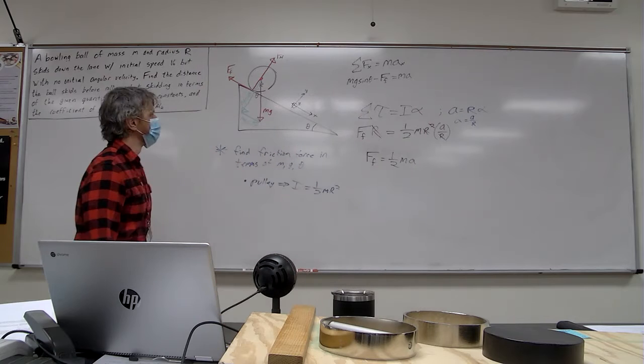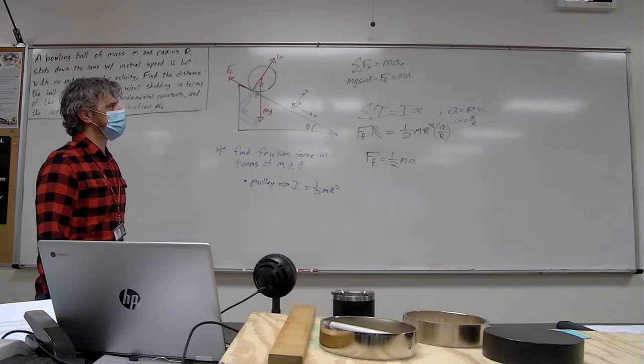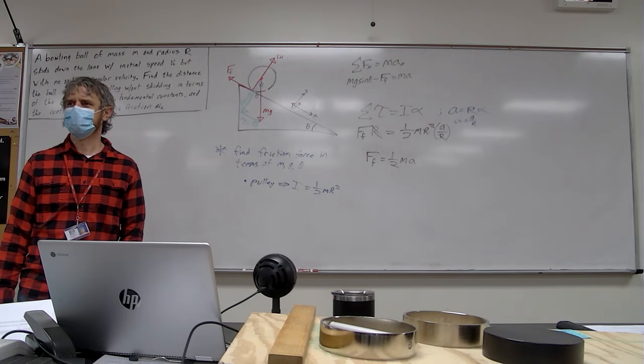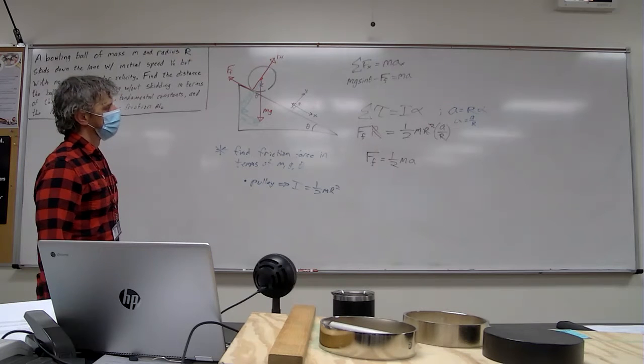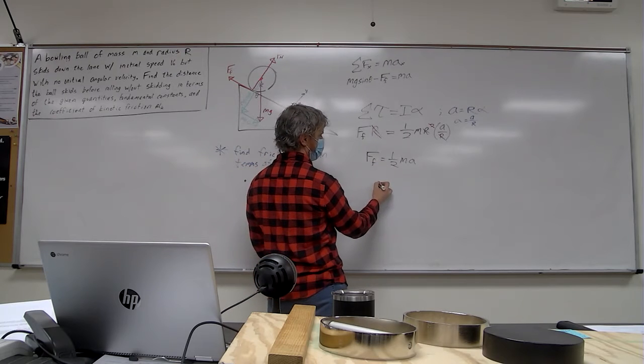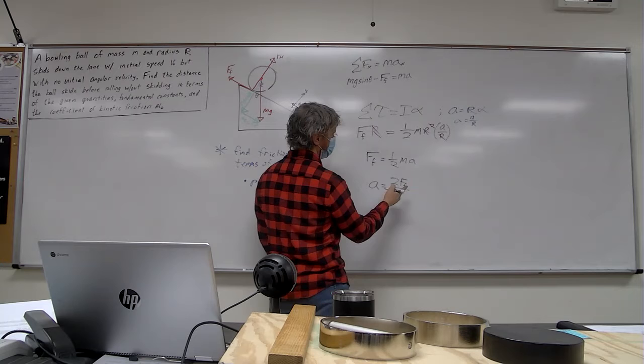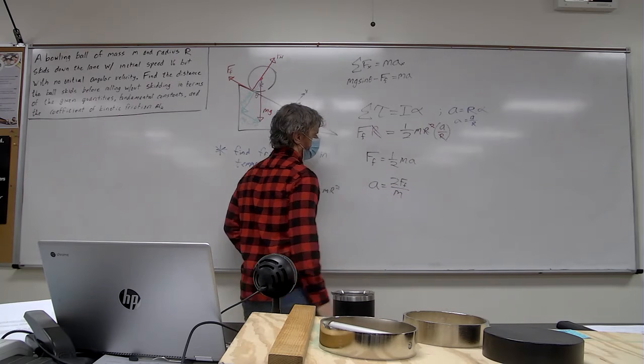Gotta change things a little bit though. We have to solve for a. Oh yeah, you have to solve that for a. So I multiply both sides by 2, divide both sides by m, and get that the acceleration is 2 times the friction force, divided by the mass m. Right?